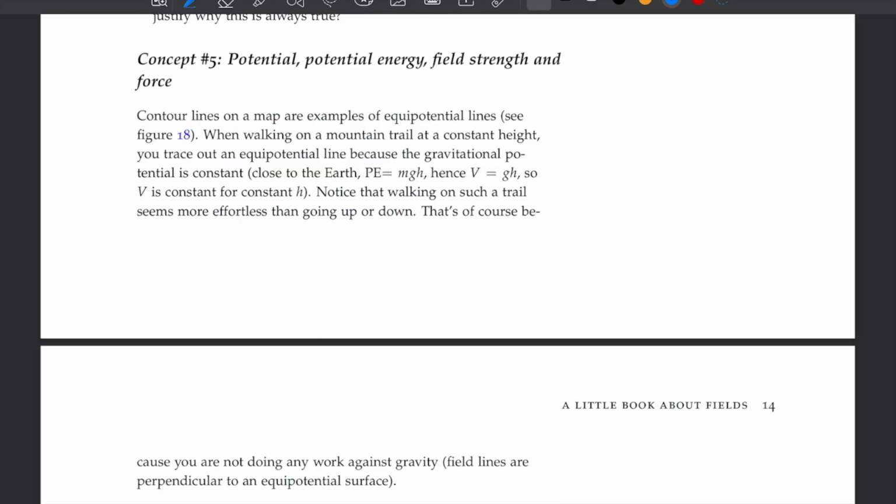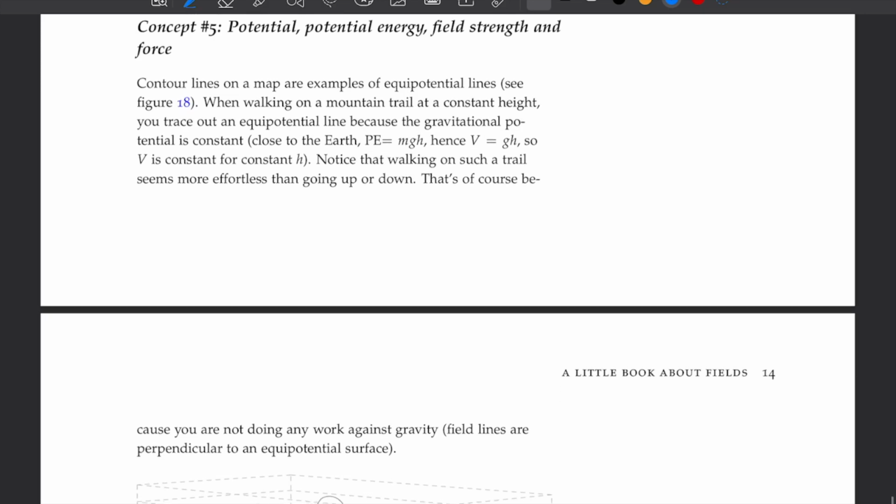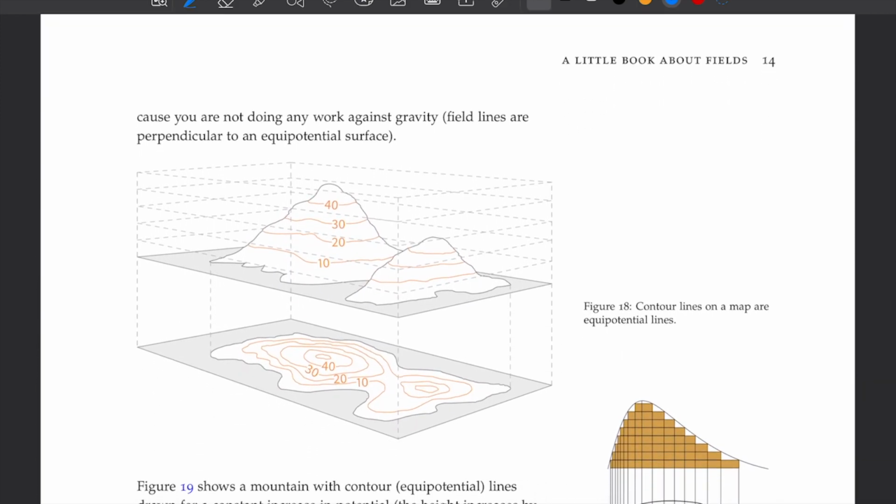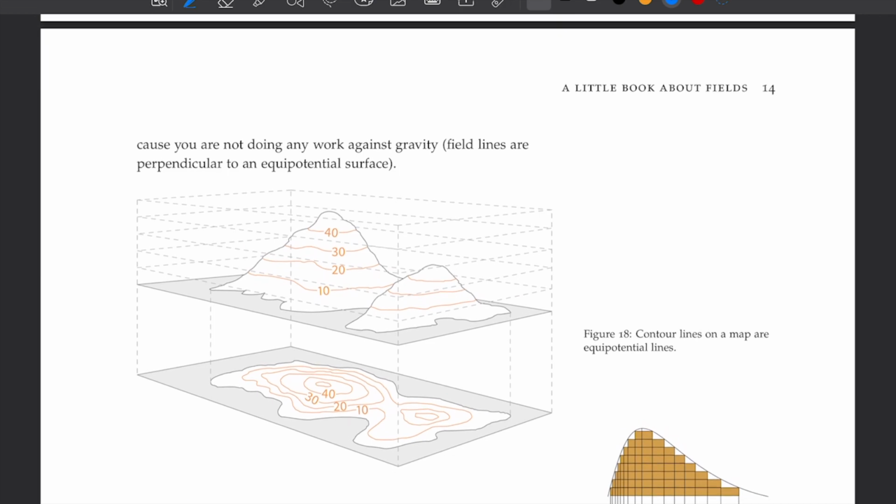Okay, now we're going to cover the last concept for today, and that is the relationship between potential and field strength and potential energy and force. So let's start looking at this picture of a mountain and a map showing some contour lines on the mountain. Contour lines are actually equipotential lines because they correspond to points that have the same potential energy, because we're the same height above the ground.